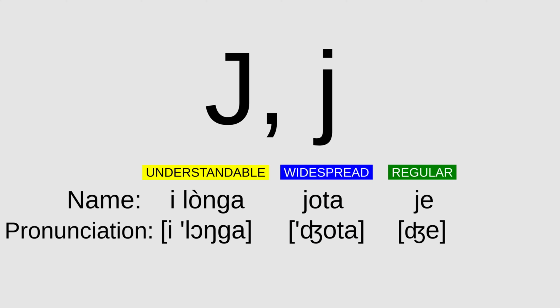The last option is regularized and also exists in Romanian. J. Please note that although J is an option, its pronunciation can be confused with the name for the letter G in Neolatin. Therefore, Via Neolatina recommends using I longa and Jota orally.